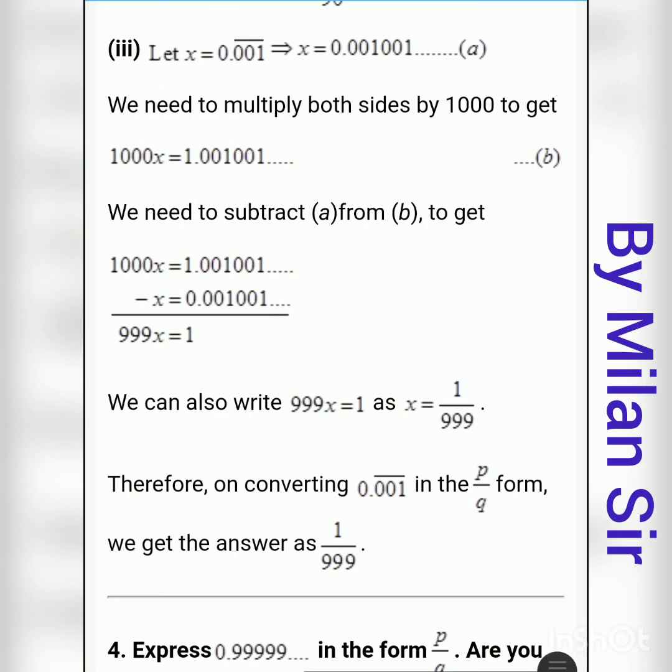So first of all, we assume x is equal to 0.001001001 and so on. This is our equation A. Here a total of three digits are repeating, so we multiply both sides by 1000. So 1000x, and the decimal point moves three digits to the right, giving 1.001001001. Then subtract equation A from B.